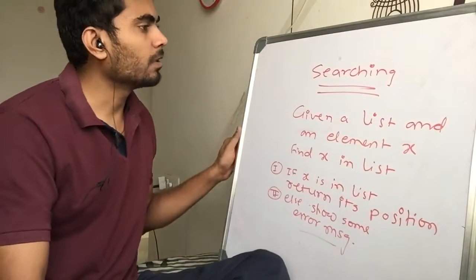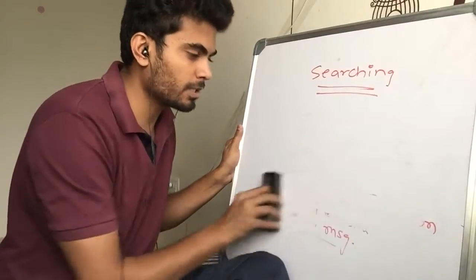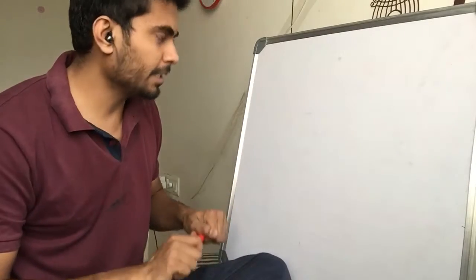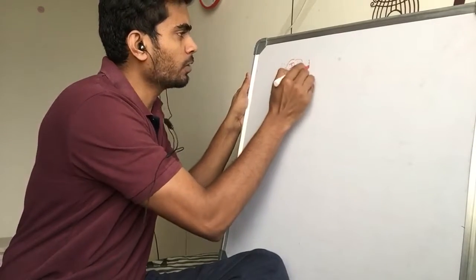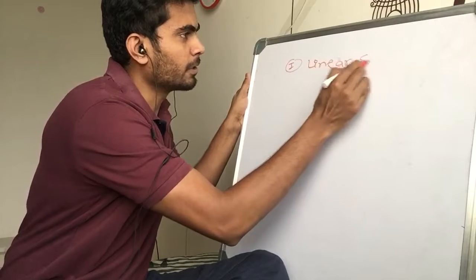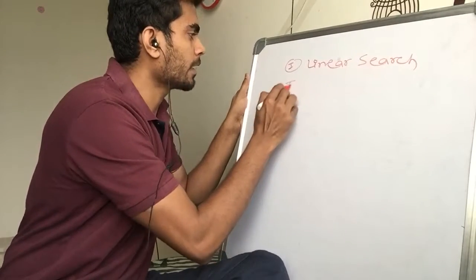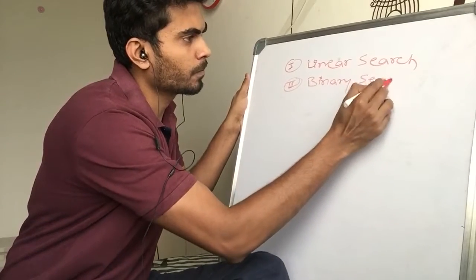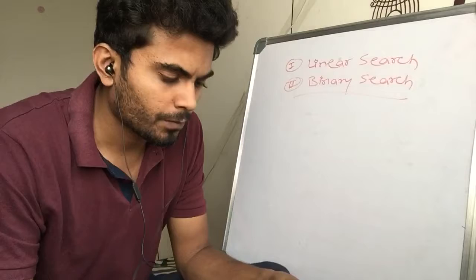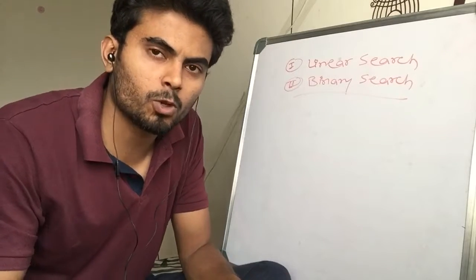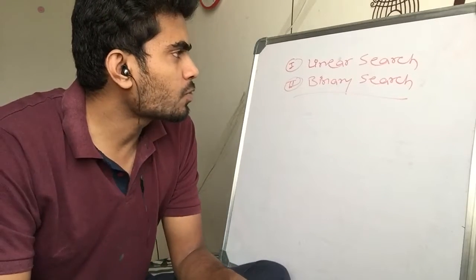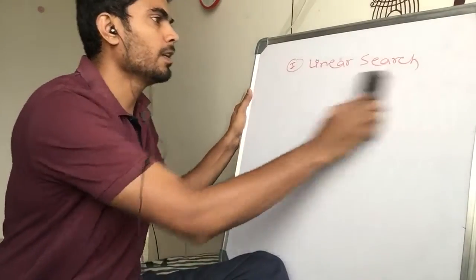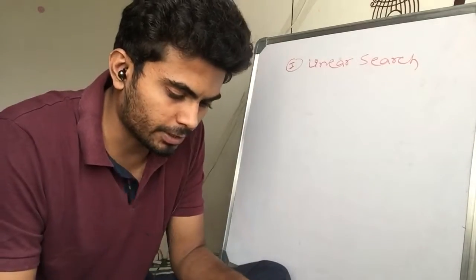Now, this is the search problem, and there are solutions. There are basically two types of solutions. First one is linear search and second one is binary search. We can apply these two algorithms to solve the problem of searching based on how the input is given to us. So first let us understand what is linear search.